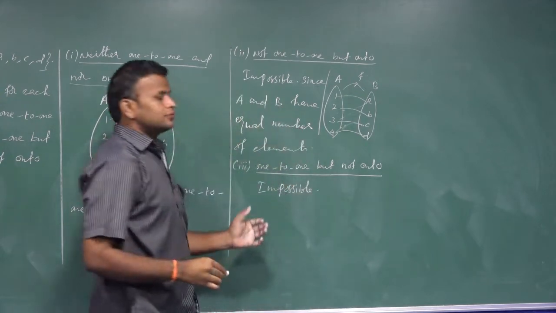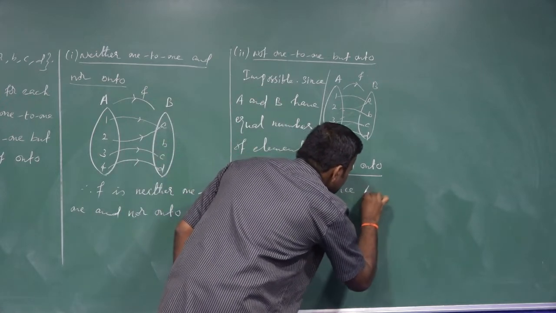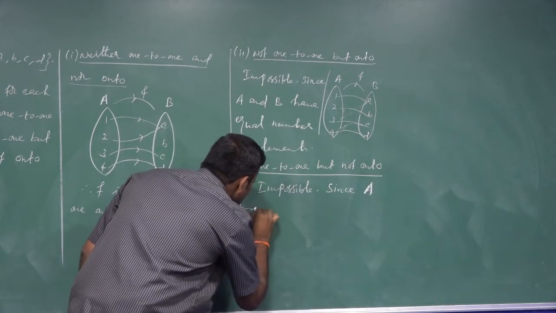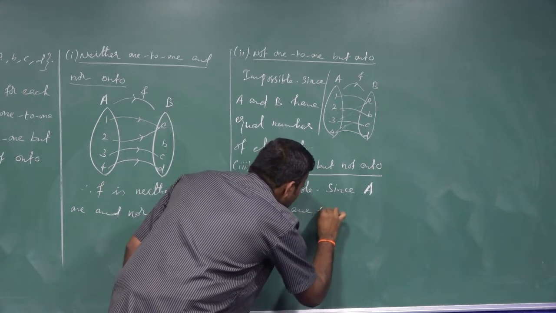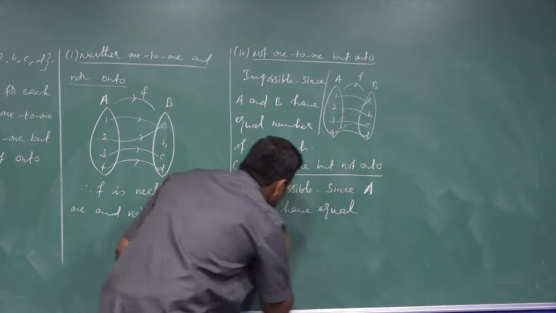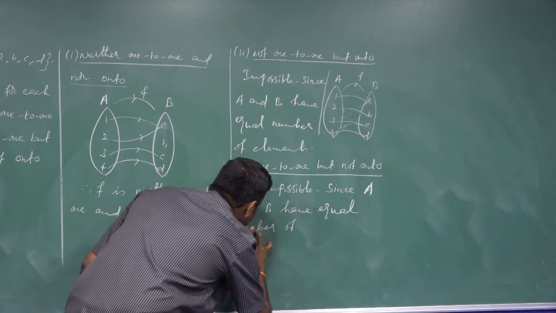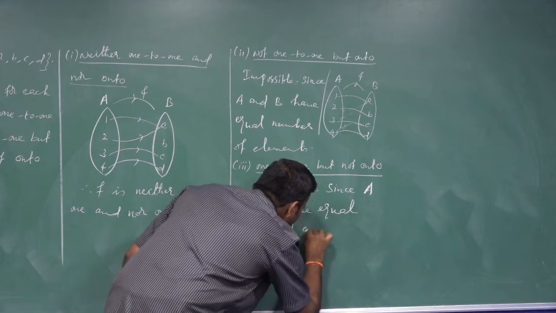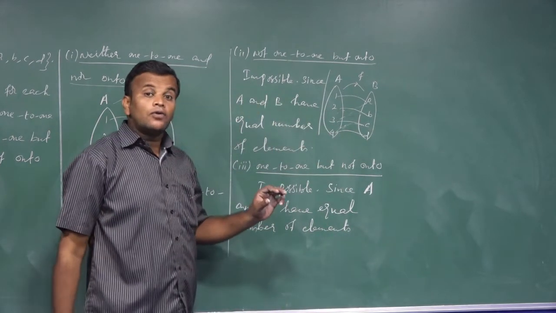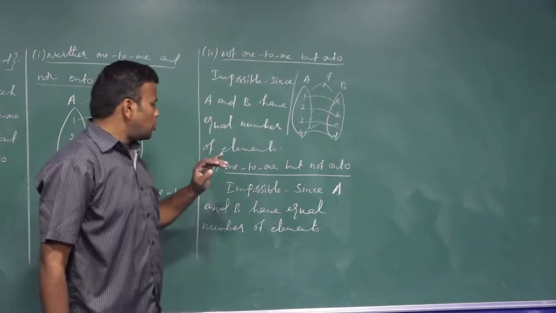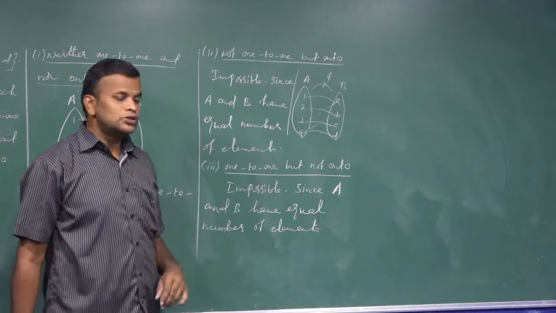The reason is the same. Since A and B have an equal number of elements, that means we can't form a function that is both 1 to 1 and not onto. So the third subdivision is impossible.